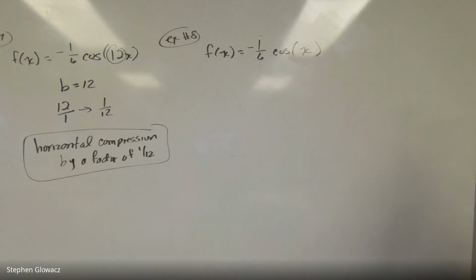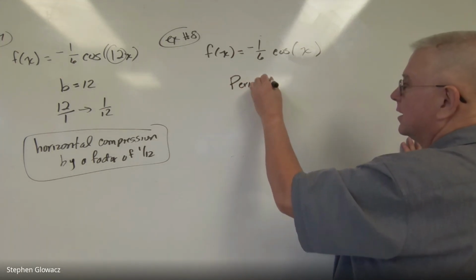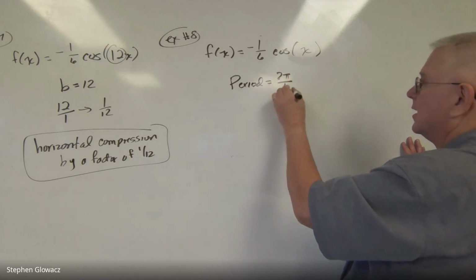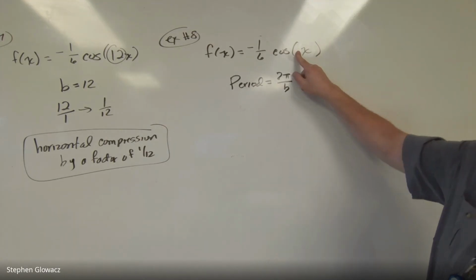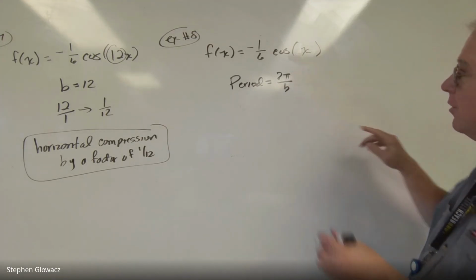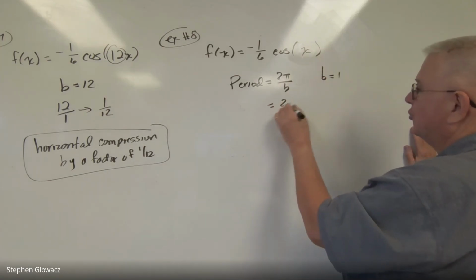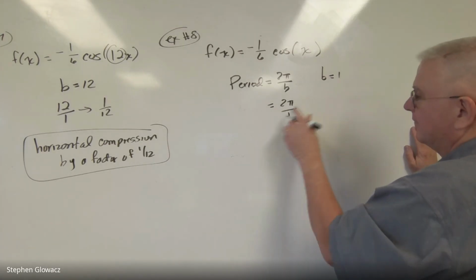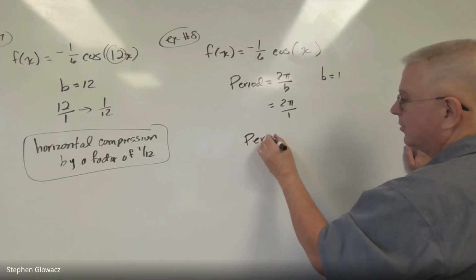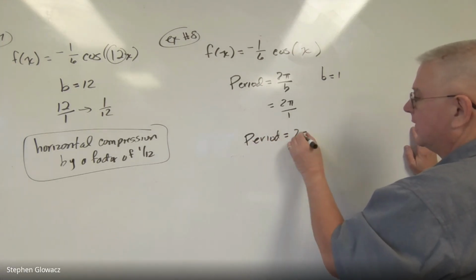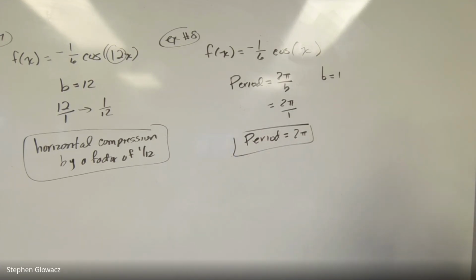All right, so remember the period is 2 pi over B. Now, there's nothing written here for the coefficient, but remember when there's nothing written for the coefficient, we know that it's 1. So B is 1. So we have 2 pi over 1. Anything divided by 1 is itself. So the period, 2 pi over 1, is just 2 pi. And so our period for number 8 is 2 pi.